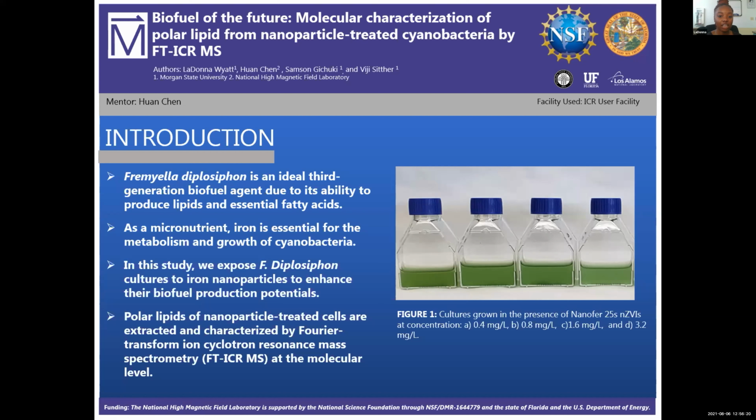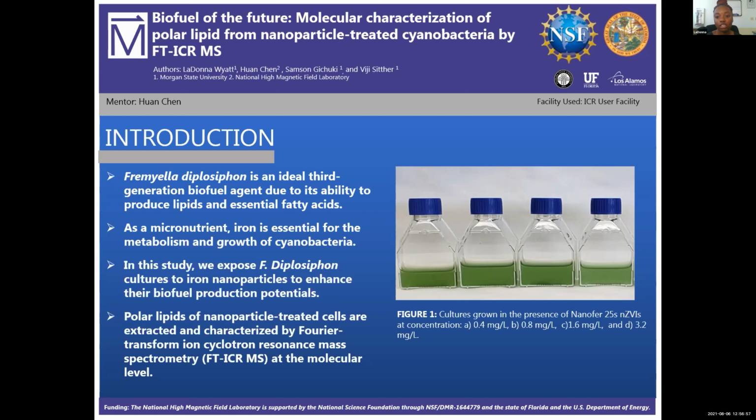A genetically engineered cyanobacterium, Fremyella diplosiphon, strain B481SD, was grown in the presence of nanoparticles at varying concentrations, and Fourier transform ion cyclotron resonance mass spectrometry was performed to characterize the lipid profile of the nano-treated cyanobacteria cells by measuring the ion cyclotron frequency. Cyclotron frequency refers to the frequency at which charged molecules rotate, which is inversely proportional to its mass to charge ratio. The lighter ions are going to have a higher frequency than the bigger or heavier molecules.